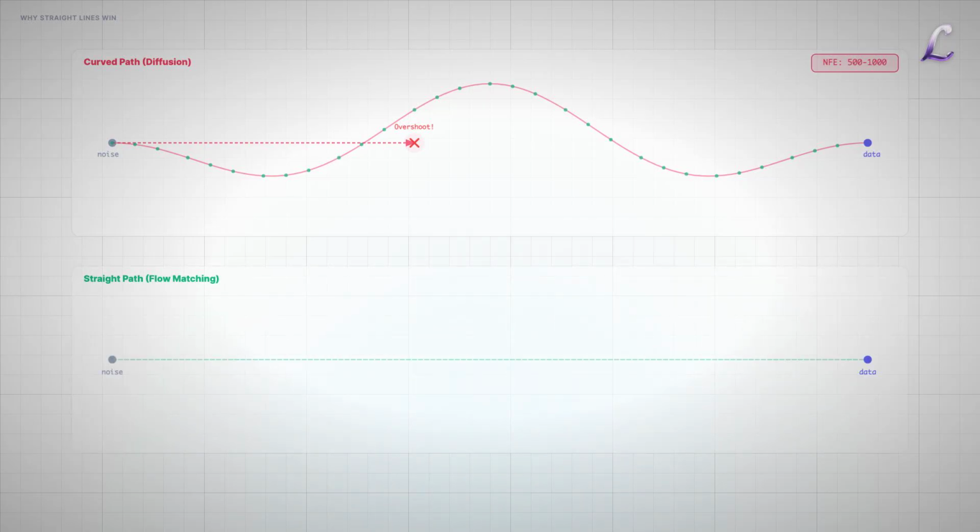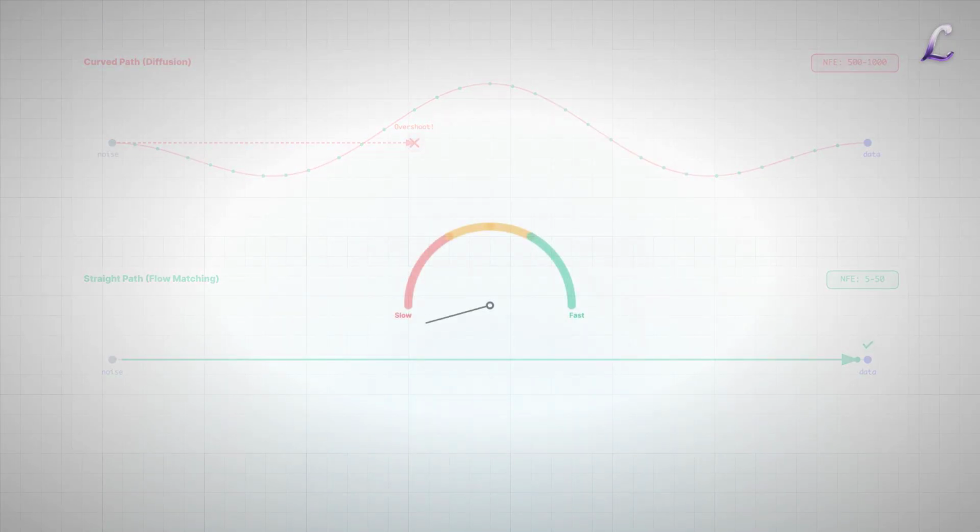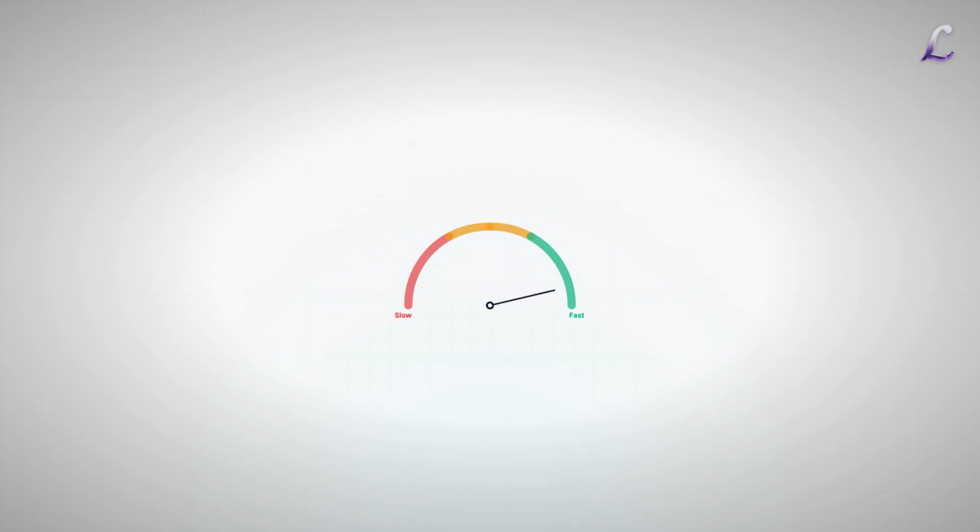But if the vector field is learned to be straight, the solver can take massive strides. You can jump from T0 to T1 in a single step, or maybe just a few to correct for small errors. In practice, flow matching reduces the number of steps from hundreds down to the 5 to 50 range. That is a 10x to 100x speedup in generation time.